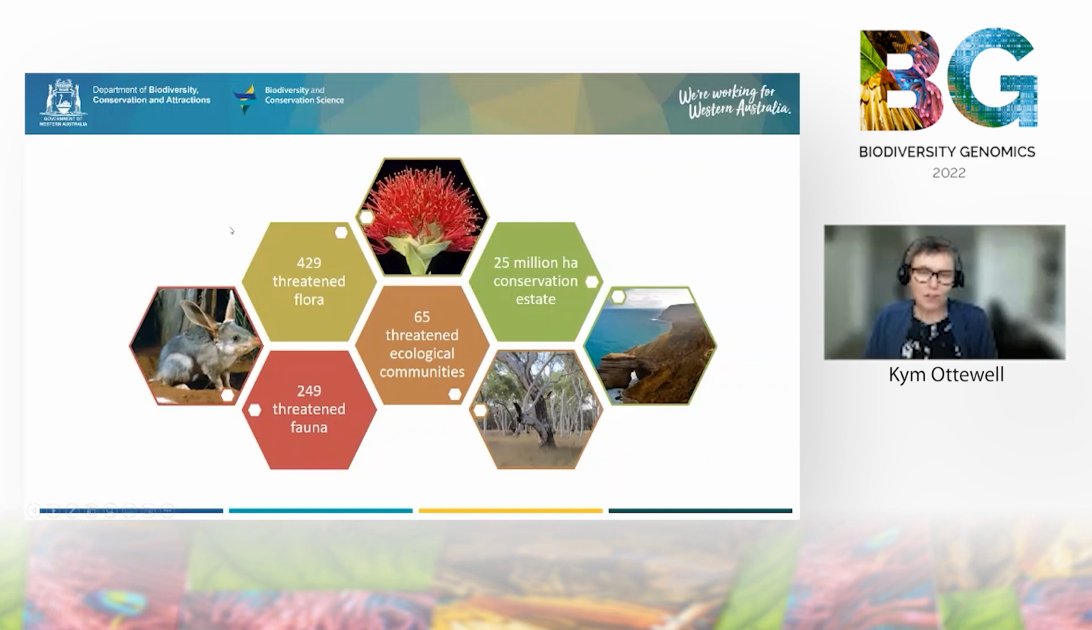The Department of Biodiversity, Conservation and Attractions is the state government agency in Western Australia. Western Australia covers about 1/3 of Australia's landmass. So as a conservation agency, we're actually responsible for quite a large proportion of management of threatened species in Australia, managing over 25 million hectares of conservation estate, 429 threatened flora, 249 threatened fauna, and 65 threatened ecological communities. So this is not such a small task.